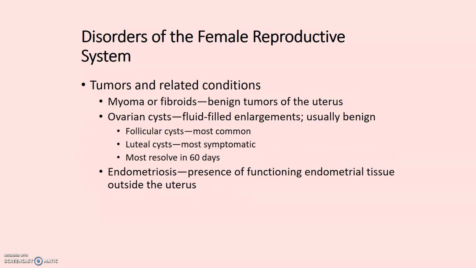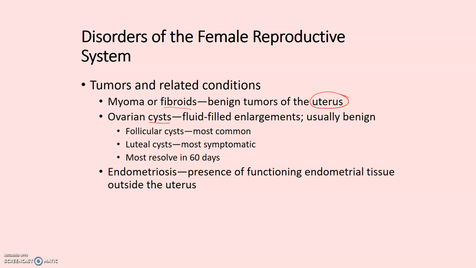In addition to that, there are tumors, myoma or fibroid tumors. These are tumors that can occur inside of the uterus or even on the ovaries. There can be ovary fibroids. In addition to that, there is the potential for ovarian cysts. These cysts are big chambers filled with fluid.